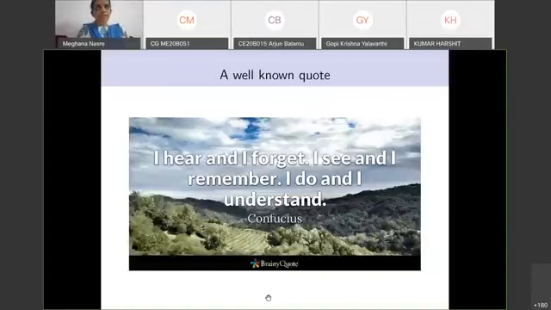So I will end this class with a well-known quote, and you must have read this earlier. I hear and I forget, I see and I remember, and I do and I understand. So I encourage all of you to experiment, do things, try out things. What will happen if I do this? What will happen if I change this code?